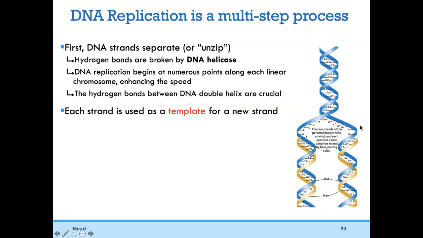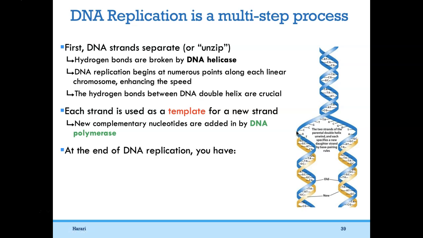And now each parental strand can be used as a template for a new strand. What that means is a special enzyme called DNA polymerase is going to add in complementary nucleotides. If this original DNA molecule had an A, that means only a thymine, a T nucleotide, can go on this new strand, right? And so forth. So then if you see a C, what can go with a C? It can only be a G over here.